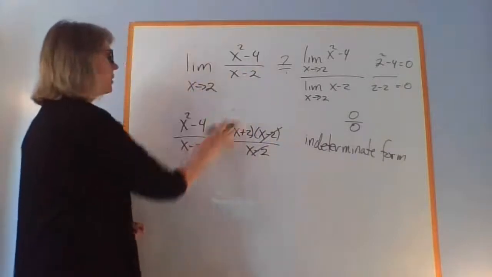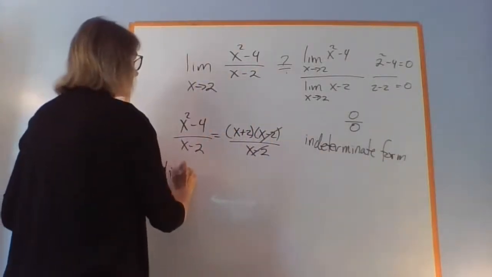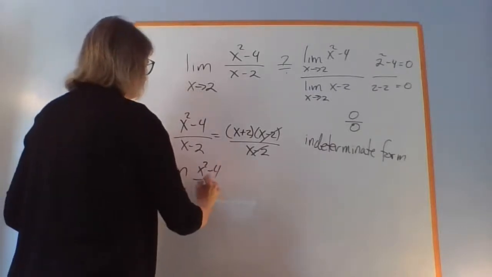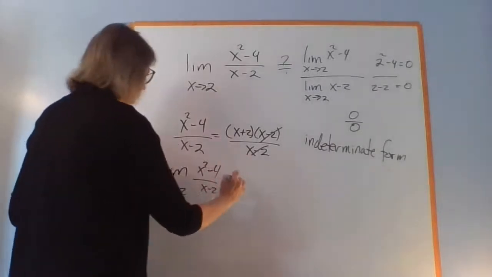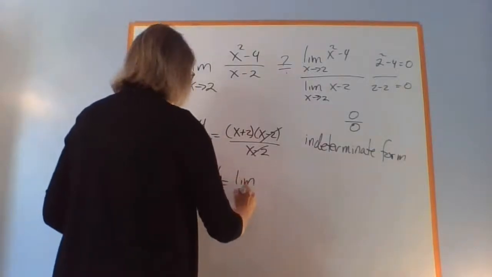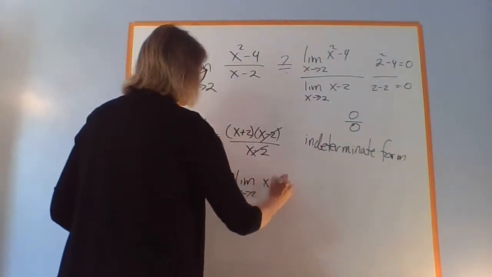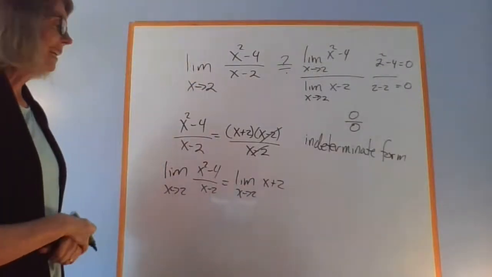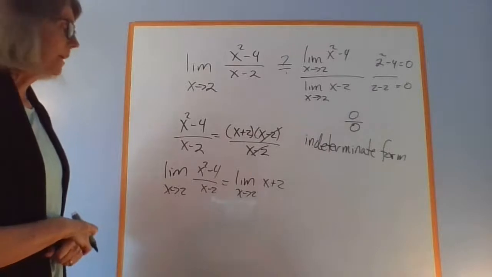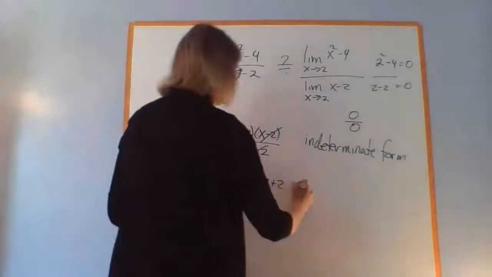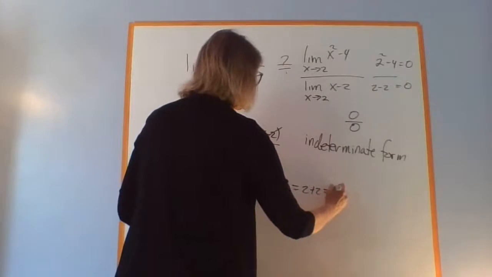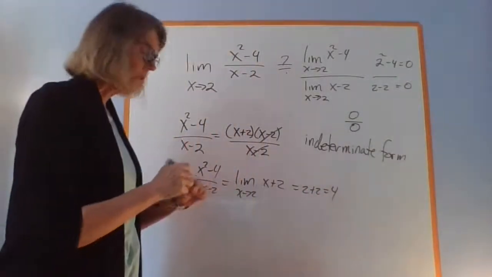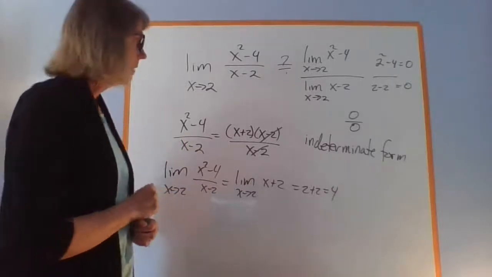So we have done this work to determine that the limit as x approaches 2 of x squared minus 4 over x minus 2 is identical to the limit as x approaches 2 of x plus 2, which is simply a polynomial. It's linear, so we can certainly evaluate it. That's going to equal 2 plus 2, which is 4. So the original limit is equal to 4, and we use those limit laws to help us find that limit.